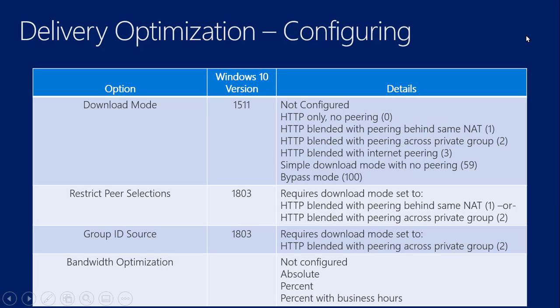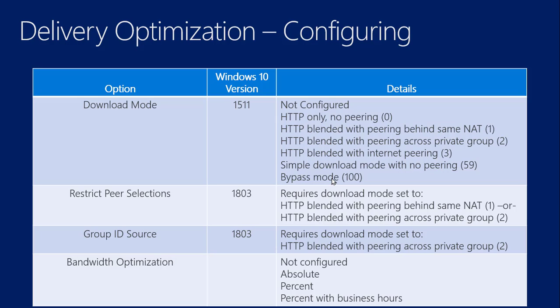Okay, so now as we start to edge toward configure, there's a few things that I want to specifically call out, and you're going to see them again as we go along. And these are basically the configuration options that you have when you're setting this up. And so a few of them here. Download mode. This one has been available since the 1511 version of Windows 10. It is critical.